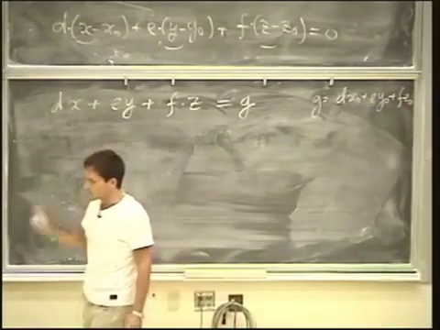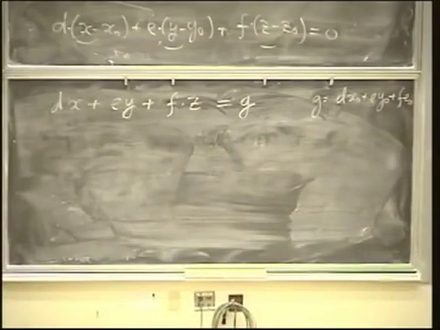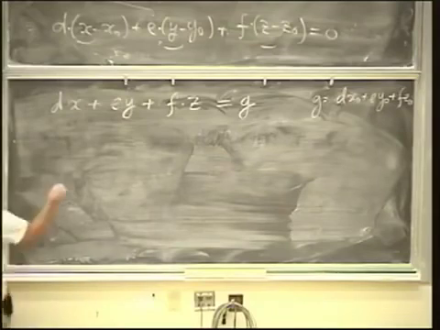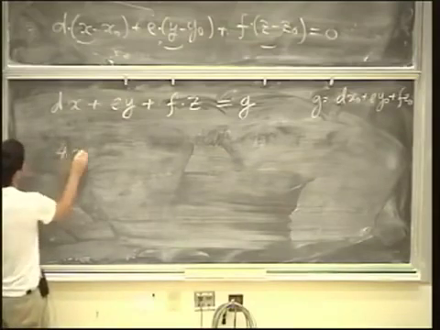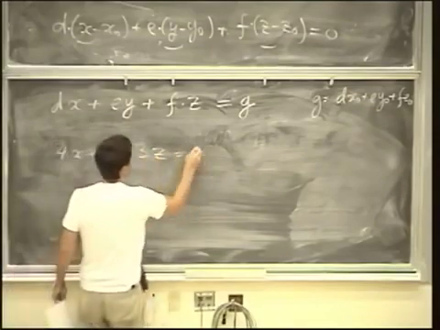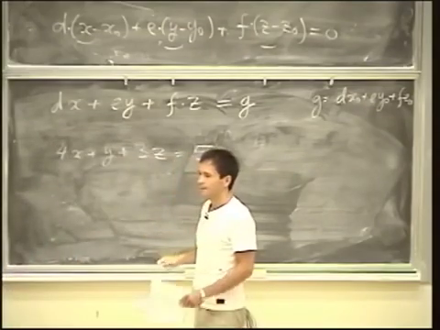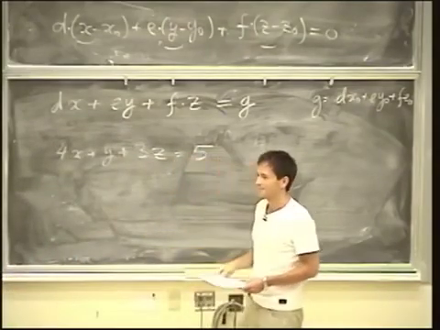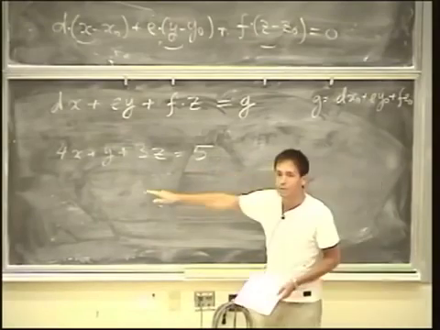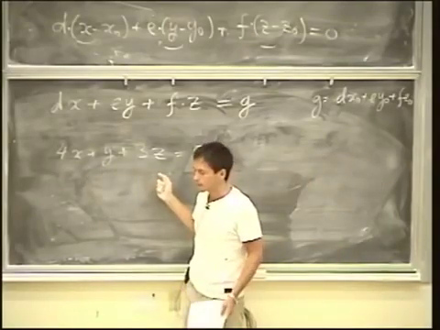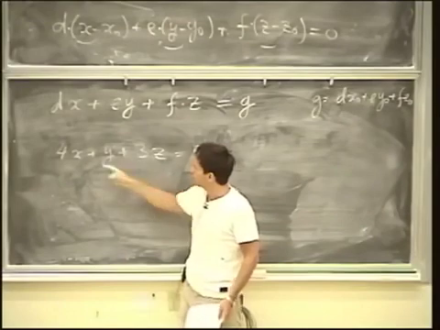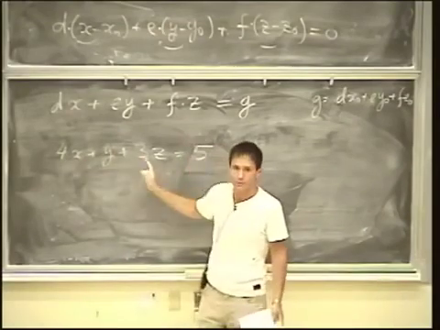The reason I'm writing this is that sometimes you can be asked the following question. Suppose you're given a plane, let's say 4x plus y plus 3z equals 5, and you can be asked, what is the normal vector to this? You just look at the equation and you see right away what the normal vector is, because these are precisely the coefficients in front of the variables x, y, z. These are the components of that vector.